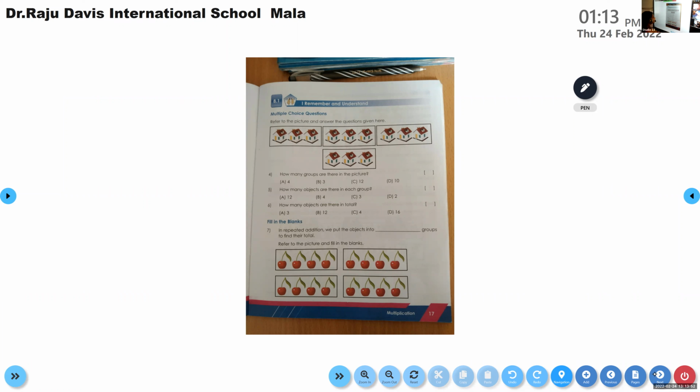Henry, unmute and tell me, how many groups are there in the picture? Only 3 groups. I can say 4. See, 1, 2, 3, 4. 4 groups are there, no? Option A, 4. There are 4 groups. Write capital A inside the bracket.